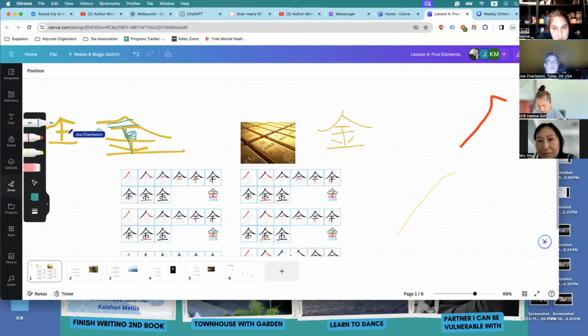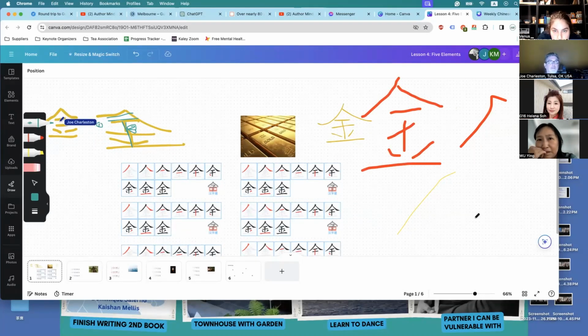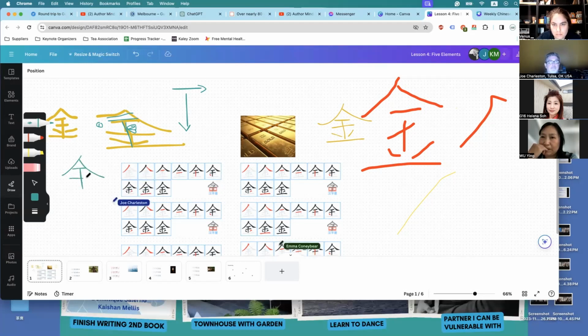Helena, are you in here? Joe, you're building from the ground up like an engineer. But with Chinese writing, we write from left to right and then top to bottom. So we have to go with the top stroke first and then build from the top down.